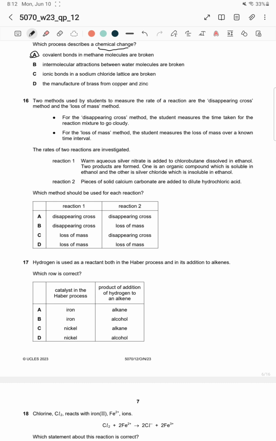Two methods used by the student to measure the rate of reaction are the disappearing cross method and the loss of mass method. Wherever the formation of a precipitate occurs, you put a cross on a paper, place it at the bottom of the flask, and note down the time for the disappearance of the cross. This is generally used with insoluble salts, which are insoluble in water. The second method is the loss of mass method. There you see how much mass is lost with respect to time. Two methods are mentioned here.